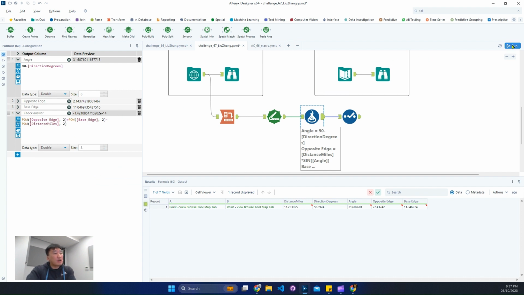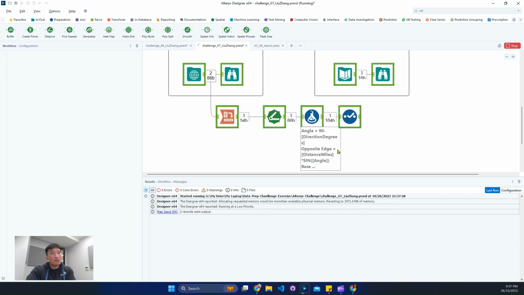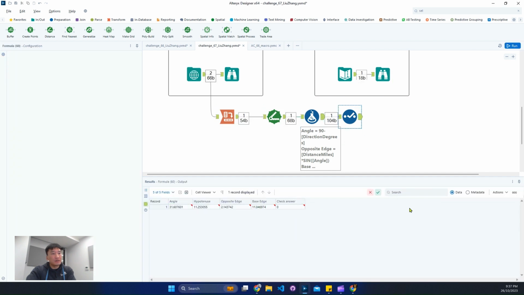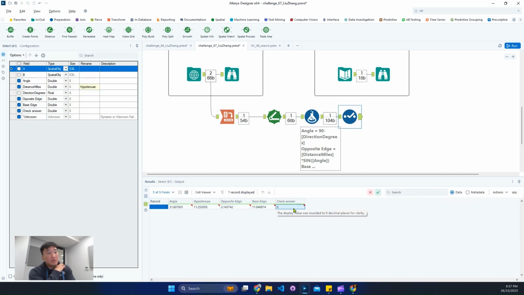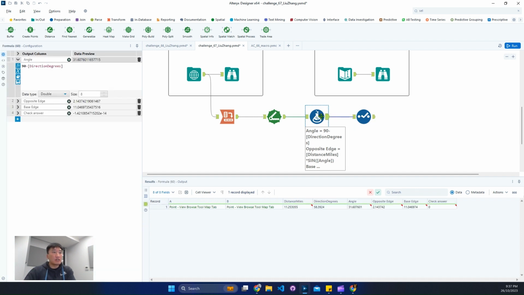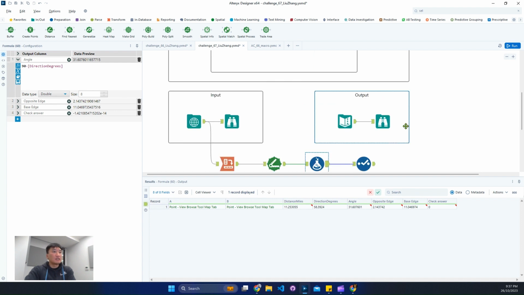So we get a very small number, and that's just due to rounding errors in the computer. But overall, that's pretty much approximately 0. So indeed, we're doing our right angle triangle in the correct sense. Overall, it's a very simple question to do actually. It just shows off the strengths of the spatial analysis in Alteryx. And that's this challenge. Thanks for watching.